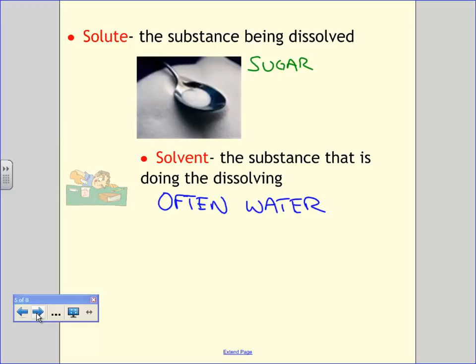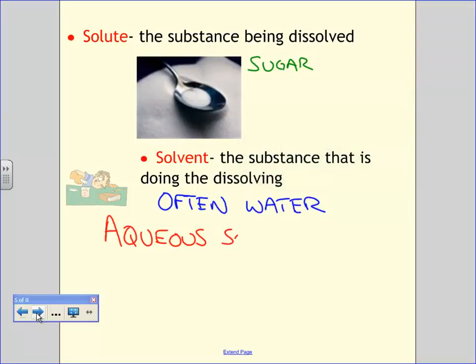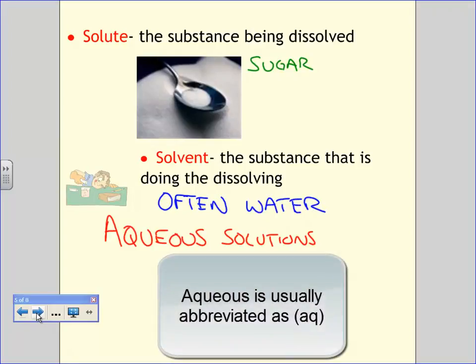Water is usually our solvent. Certainly for most everything that we're going to do in Chem 1, water is typically the solvent. In fact, it's used so much that it's called the universal solvent. And it's used so much that solutions where water is the solvent have a special name. They're called aqueous solutions.